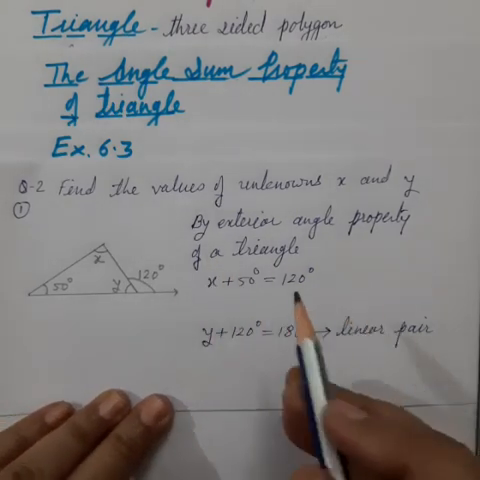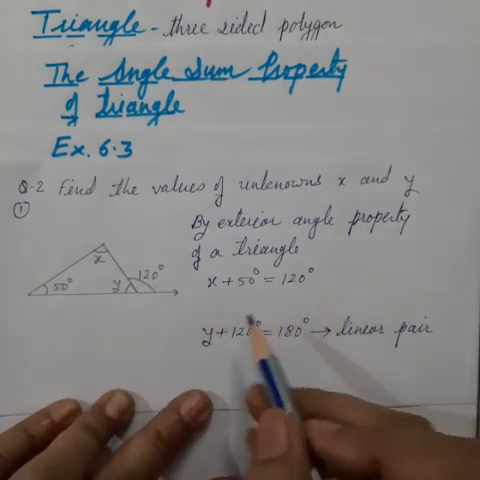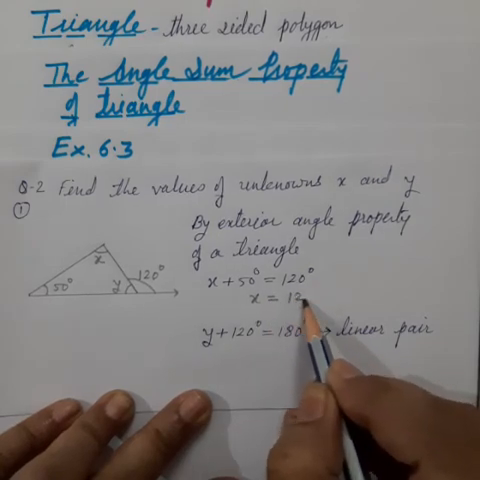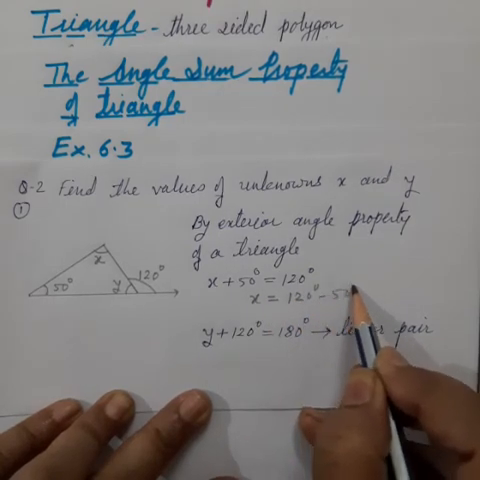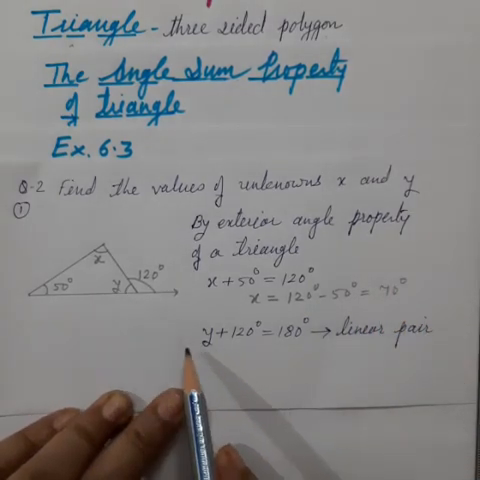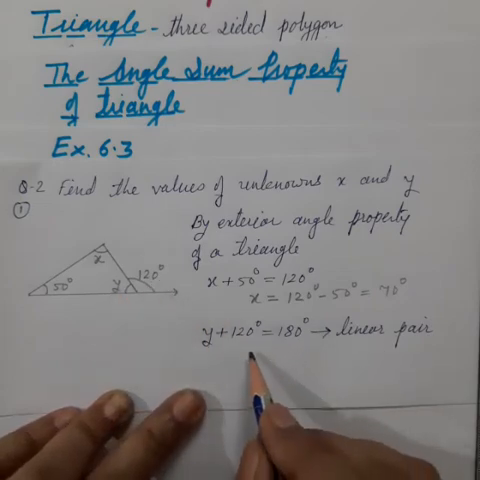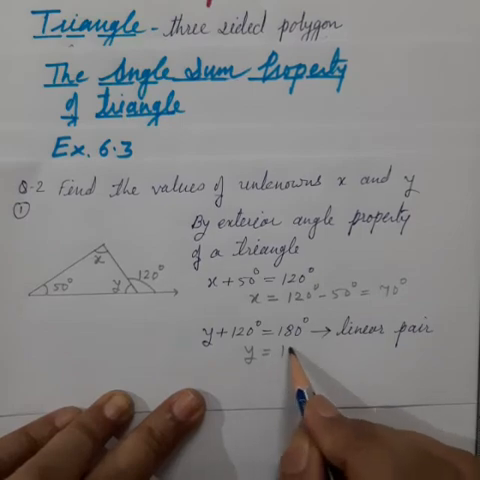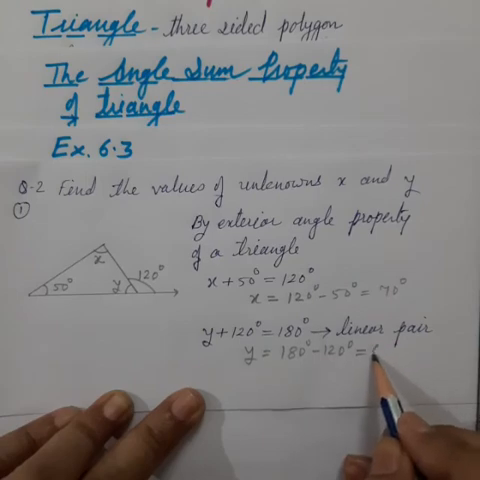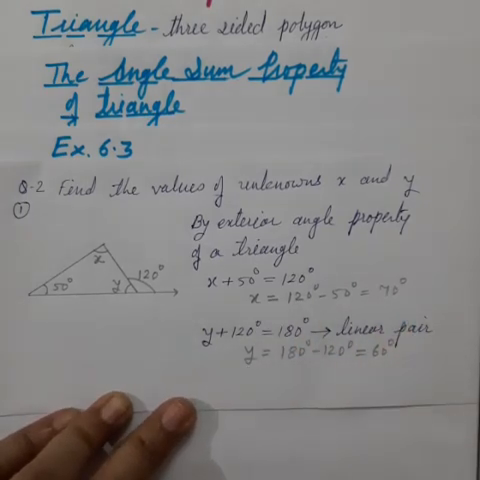So by exterior angle property of a triangle, x plus 50 degrees is 120 degrees. And to find the value of x, transpose 50 degrees to the right hand side. So we'll get here 70 degrees. And to get y, we will use the linear pair. The sum of these two angles is 180 degrees. So to get the value of y, subtract 120 degrees from 180 degrees. So we'll get 60 degrees. So x is equal to 70 degrees and y is equal to 60 degrees.